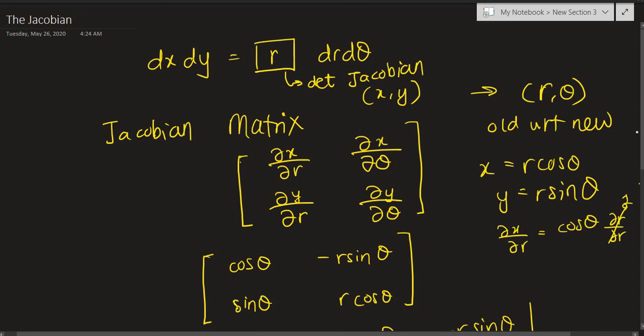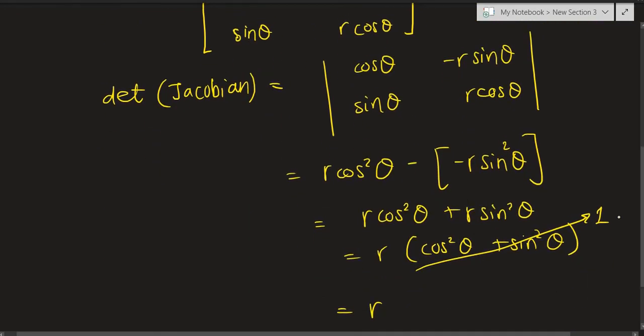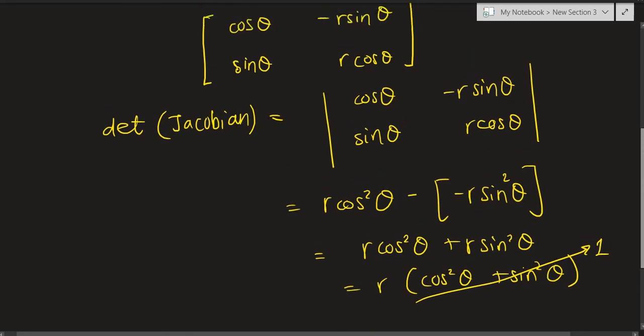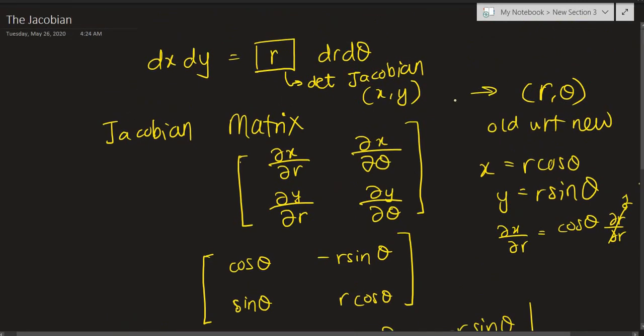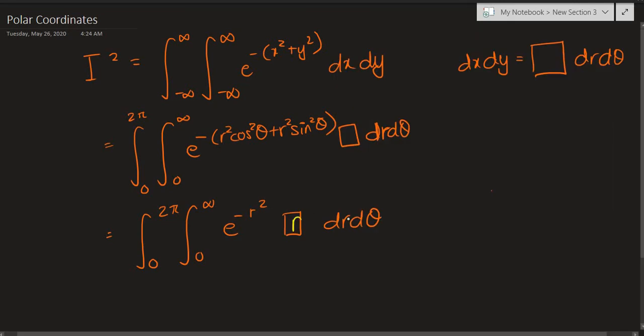And this method of finding the factor by the Jacobian matrix goes for any change of coordinates. Say if you wanted to convert from Cartesian to spherical, Cartesian to cylindrical, any change of coordinates, this method works. So now that we know our r, let's go ahead and plug that in here. So this is r dr d theta. Let's calculate this on a fresh page.